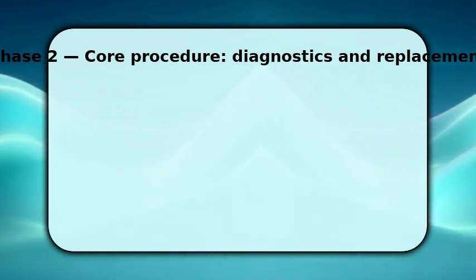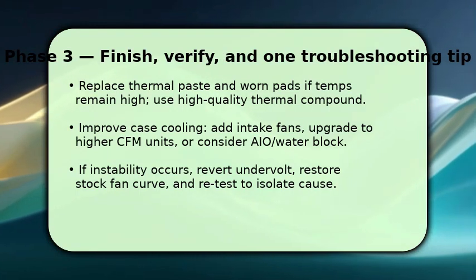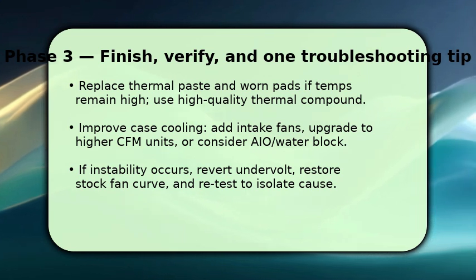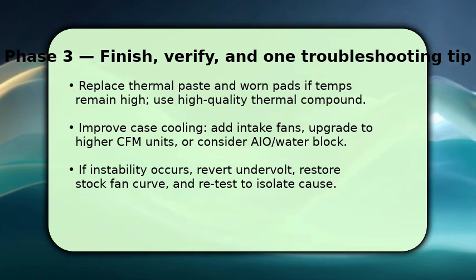You finish by addressing persistent thermal transfer and system cooling. If temps stay high, remove the GPU cooler and replace thermal paste and any degraded thermal pads, because old compound and pads often cause elevated junction temps.